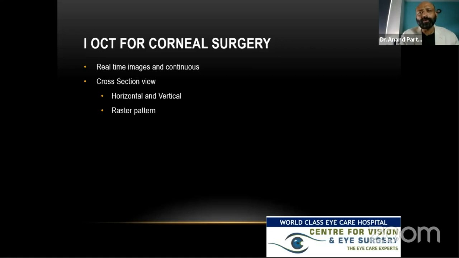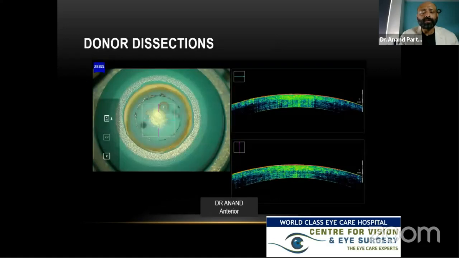I think what is probably the best and most important thing is that you get real-time images. It is continuous, and the present OCT, the Zeiss which I have experience with, has both horizontal, vertical, and of course a raster pattern, which actually helps multiple times. So you don't really have to move the microscope to multiple areas.